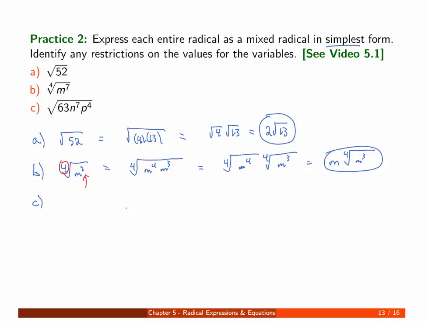This last question, 63n to the 7, p to the 4. Again, let's try things for 63. 63 clearly is odd, so you're going to be trying your first odd perfect square, which is 9. Let's try 9. Of course, it goes into it. 9 times 7 is 63, so let's rewrite this as 9 times 7 n to the 7.